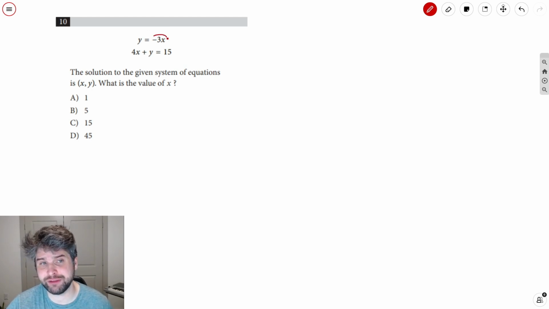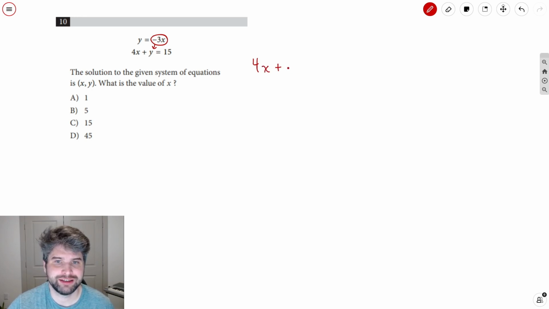I'm just going to take negative 3x and plug it in for y. So I'm going to take this other equation, 4x plus y equals 15. And where y is, I'm just going to put a pair of parentheses. That's where y was, and just plug in negative 3x because that's what y is.